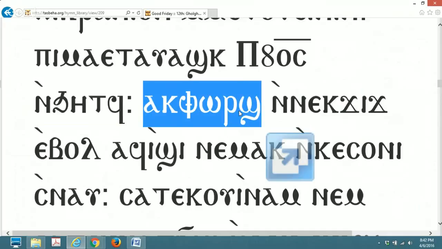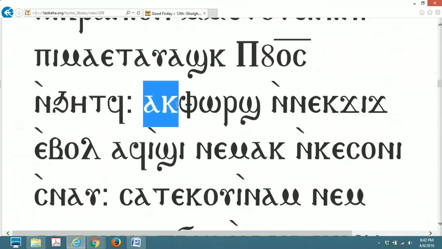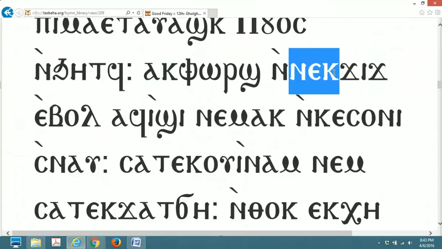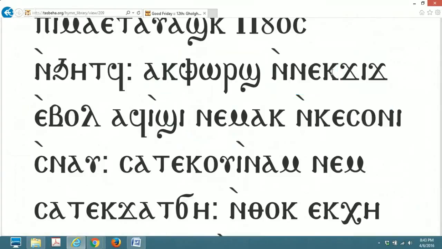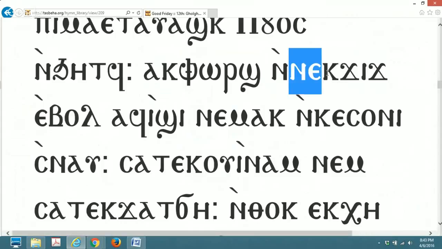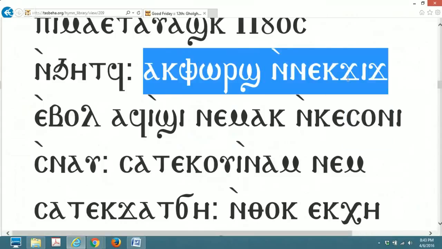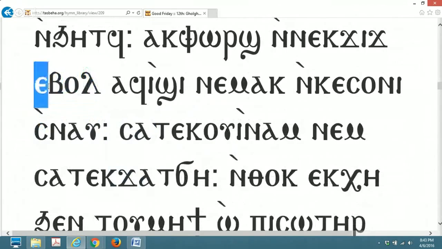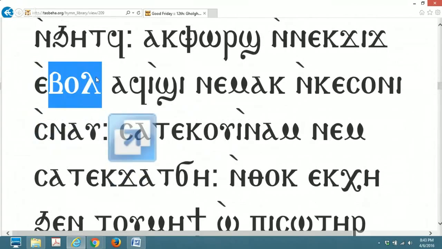Akforsh, forsh means to spread. So akforsh, past tense, you spread in, that's just the linking particle again, nik jig. Jig means hand. Nik jig is the plural possessive adjective in the second person singular. So it means your hands, because it's plural. So you spread your hands, evol. Vol means kind of like out or away. So you spread your hands out.